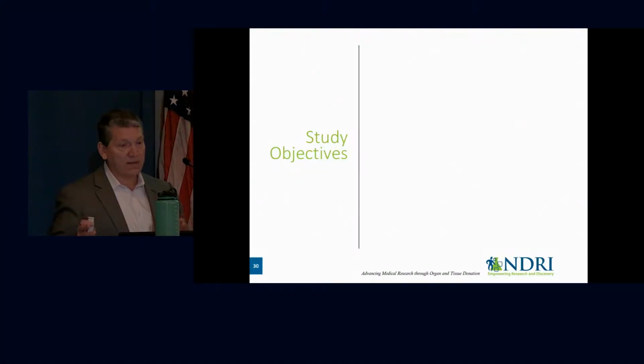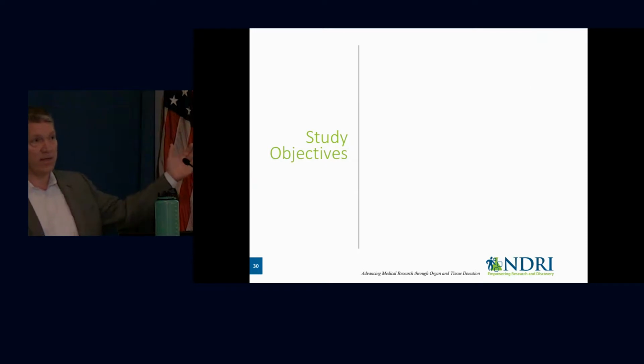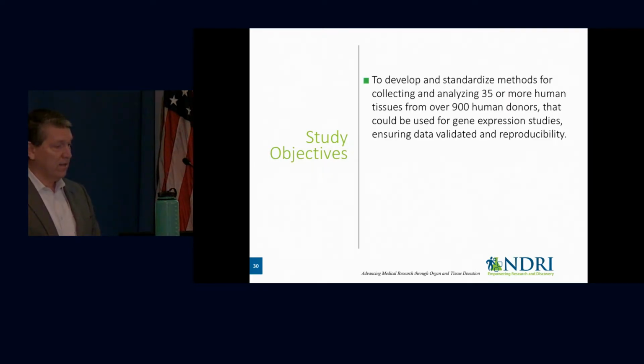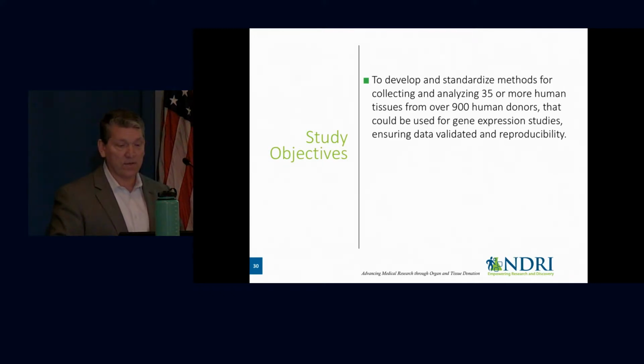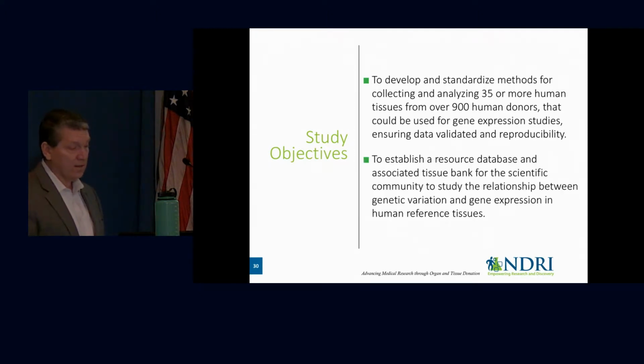So the various stakeholders involved in this study sat down prospectively, again, much like what this working group is doing, and designed with the end in mind. And it was a wonderful study, a wonderful story, and it was actually very successful. Their goal was to develop and standardize methods for collecting and analyzing 34 or more human tissues from over 900 human donors, that could be used for gene expression studies, ensuring that data was valid and reproducible. So a pretty daunting task.